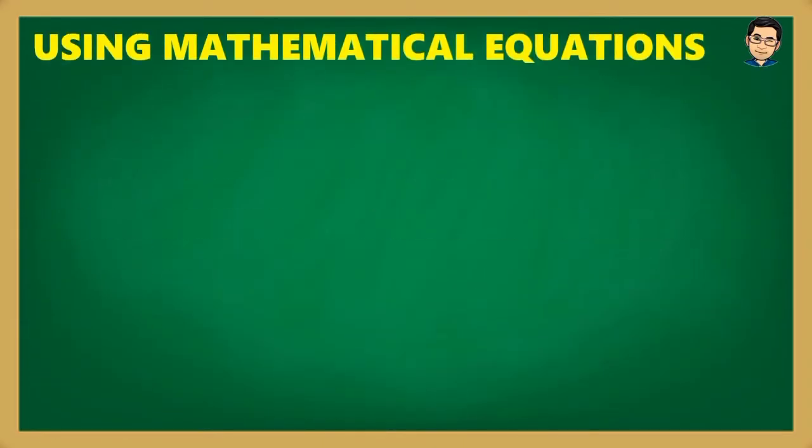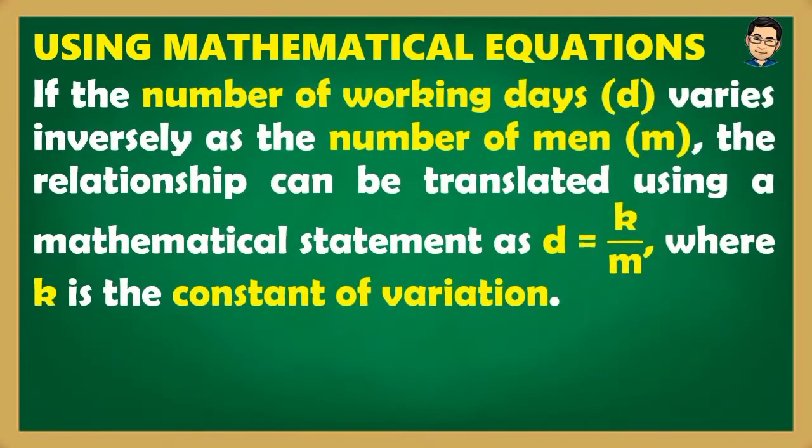Another, using mathematical equations. If the number of working days, D, varies inversely as the number of men, the relationship can be translated using a mathematical statement as D is equal to K over M, where K is the constant of variation. The D there is the number of working days. Like I said, as the number of men increases, the number of working days decreases.